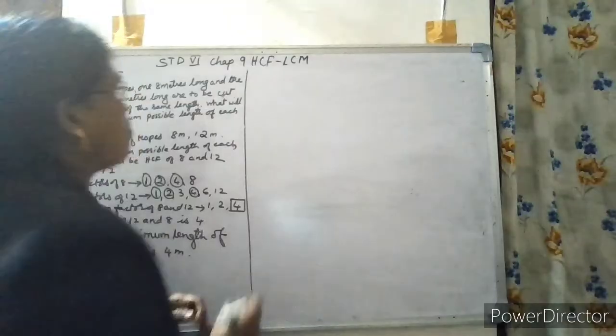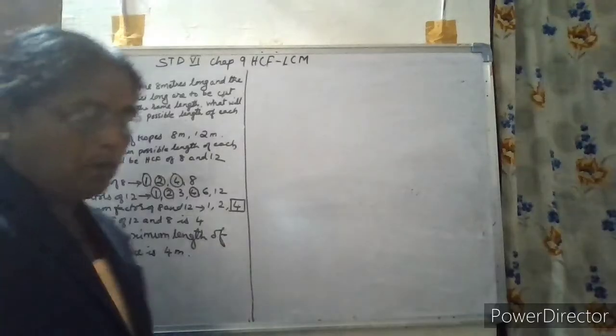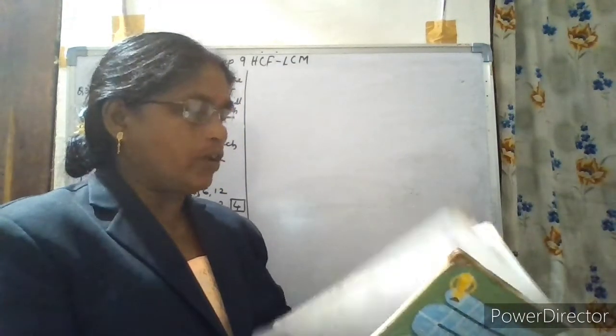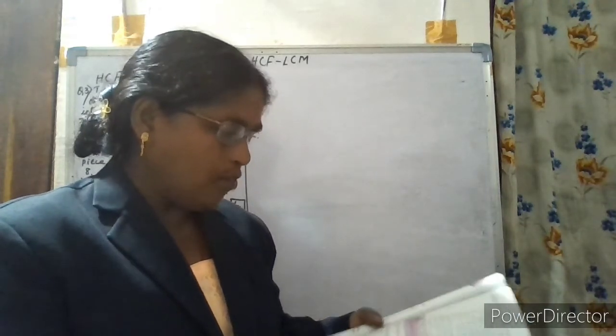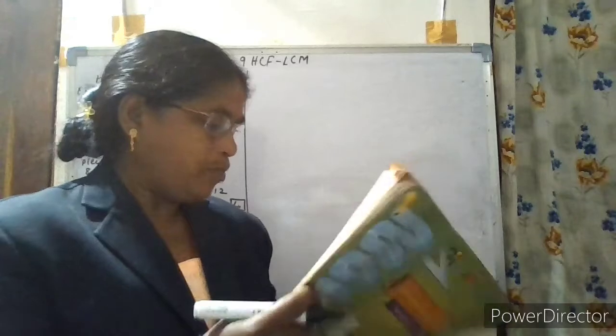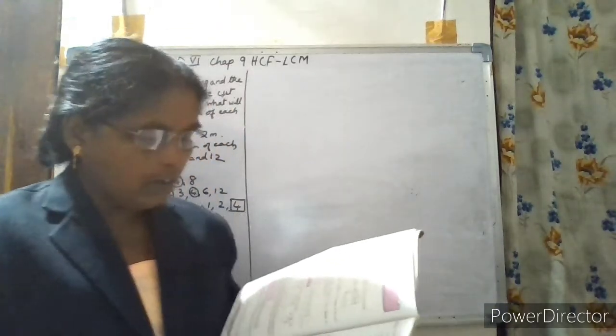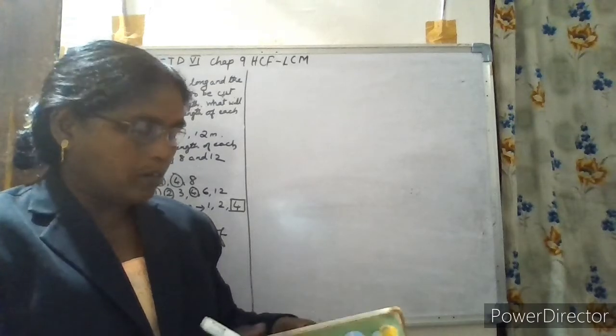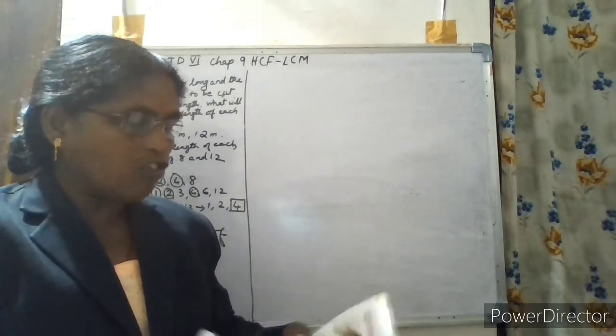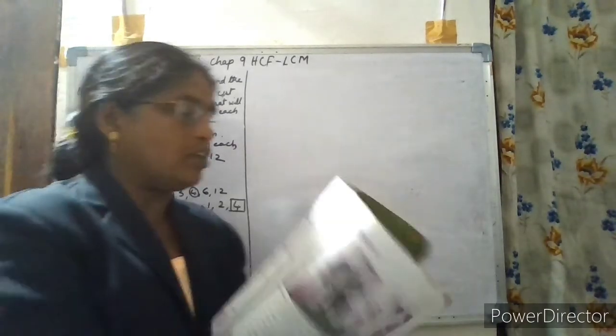Now, let us go with the next topic. HCF is over. The remaining questions of practice set 24, question number 4 and 5, you need not do. You have to complete practice set question number 1, 2 and 3, which I have already solved. You have to practice. Now let us go with the next topic, LCM, that is least or lowest common multiple.